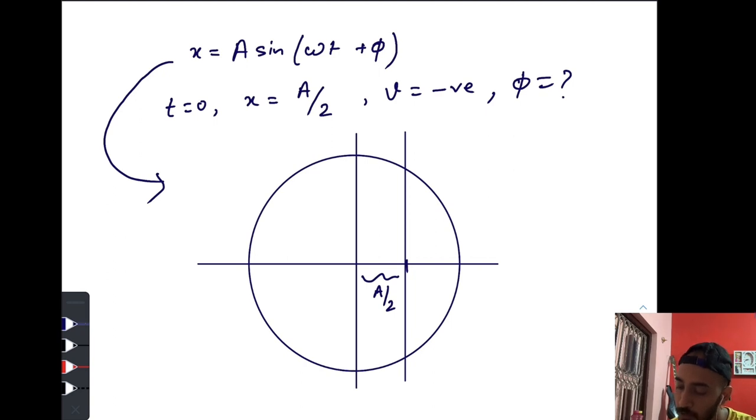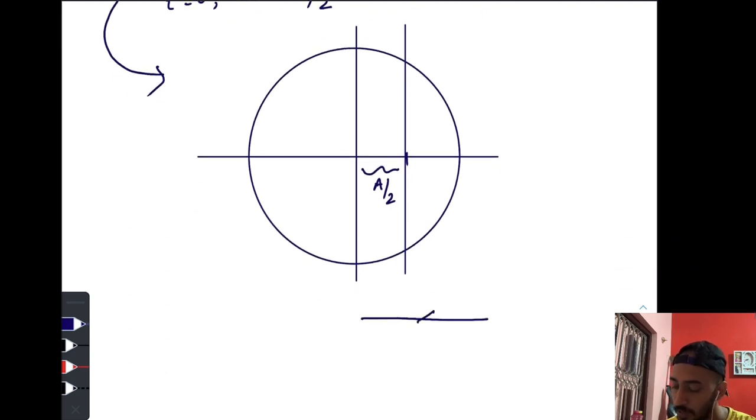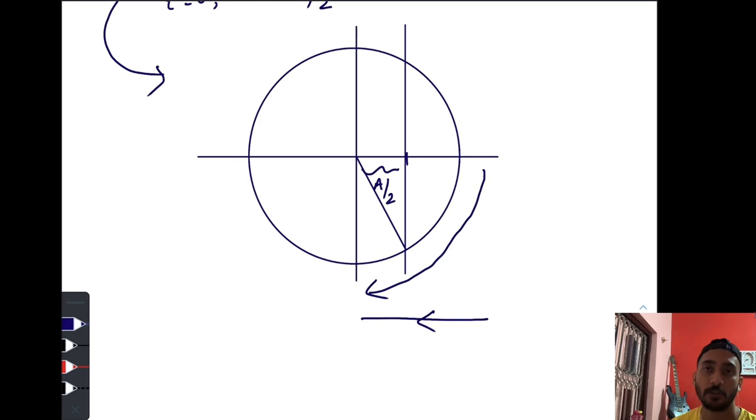So velocity is negative. So we have two cases: either the particle will lie here or the radius vector will be like this or like this, but the velocity is negative. That means in actual SHM the particle is moving in this direction. That means we must concentrate in this region. Okay, so this is our actual position of the radius vector.